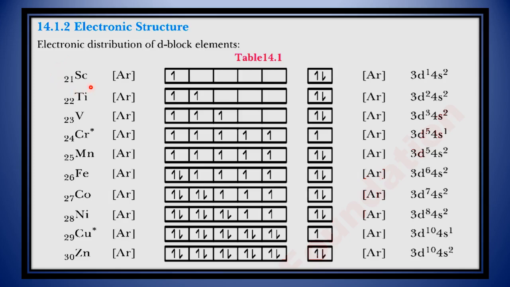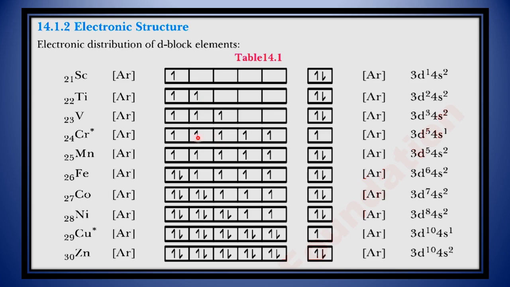The first element of first D series is scandium, having atomic number 21, and the valence shell electronic configuration is 4s2 3d1. So these are the two electrons of 4s orbital, and the only one electron of 3d orbital is present over here. As we move on to titanium, the electronic configuration is 4s2 3d2. So the second electron is going to accommodate the second degenerate d orbital.